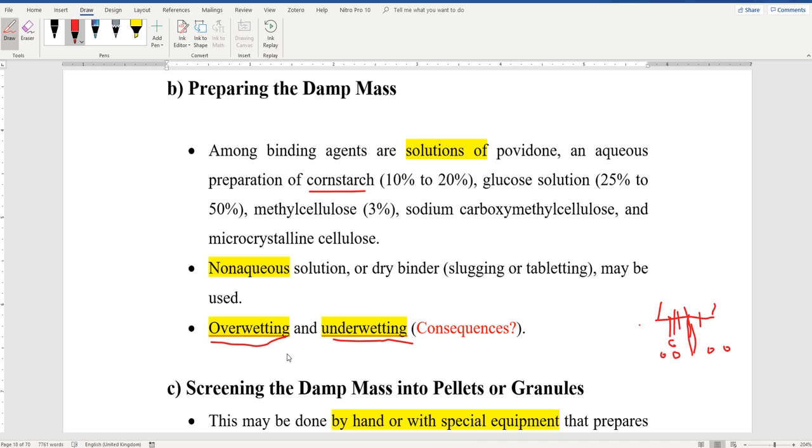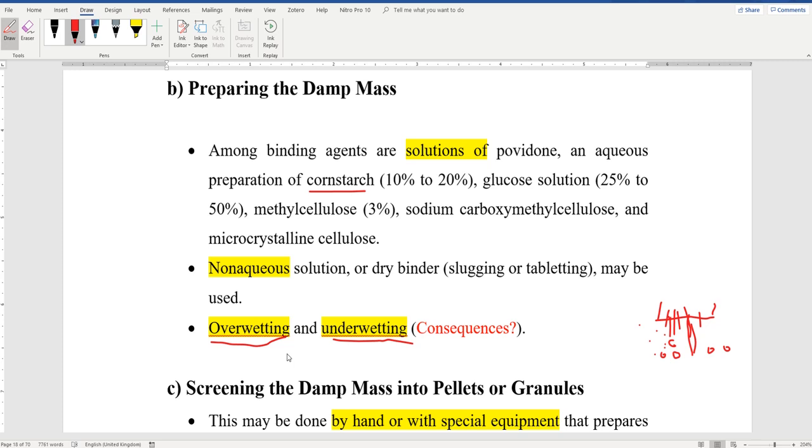If I am doing underwetting, I'm adding little, it means there will not be enough binding between the particles, and the particles will come with little granules formed, and even the granules that are formed will break easily, will crumble easily, will be fragile or brittle. So I should not do overwetting or underwetting.